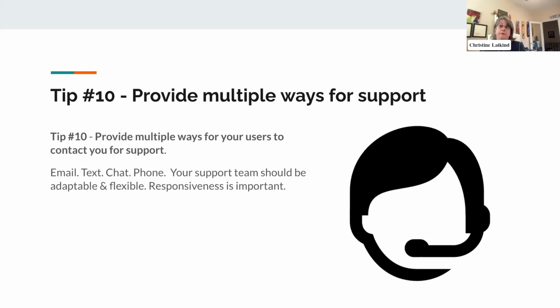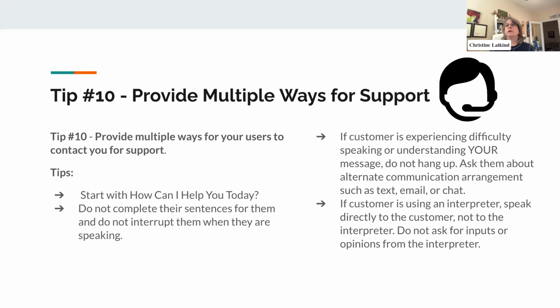Tip number 10, provide multiple ways of support. Email, text, chat, and phone. Your support team should be adaptable and flexible. Responsiveness is important. Here's what I mean by that.